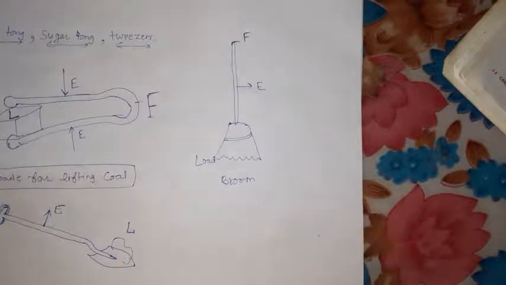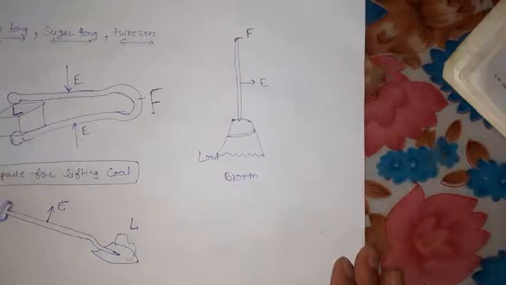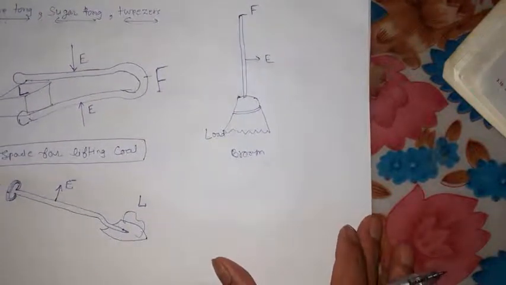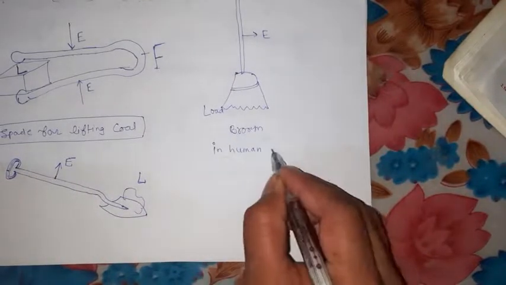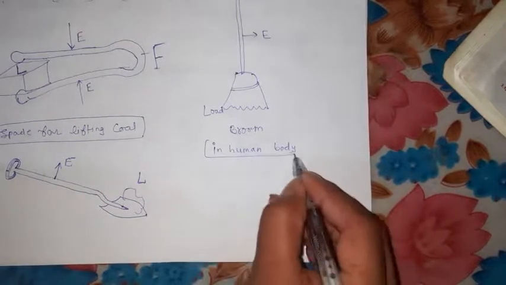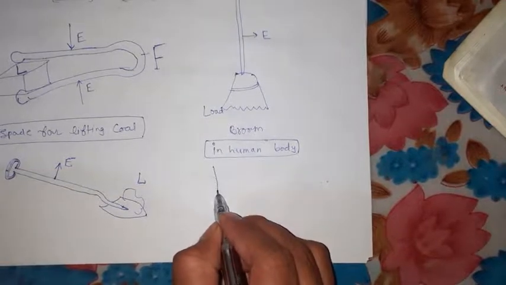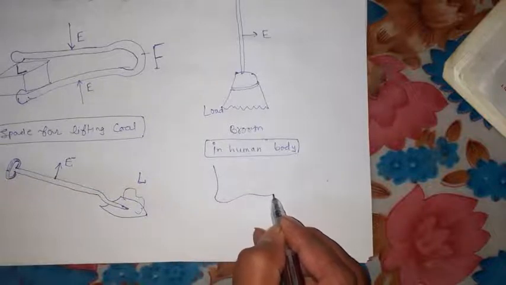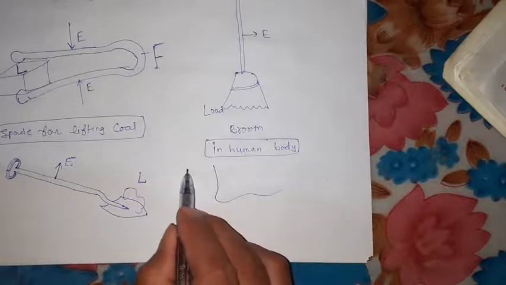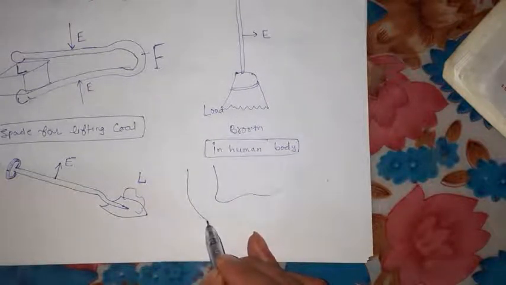So student, over here the few examples which we have seen are related to the third class lever. Now, where is this third class lever in our body? In the human body, there is also this third class lever. Suppose here we have our arm, and we are going to lift a heavy object.